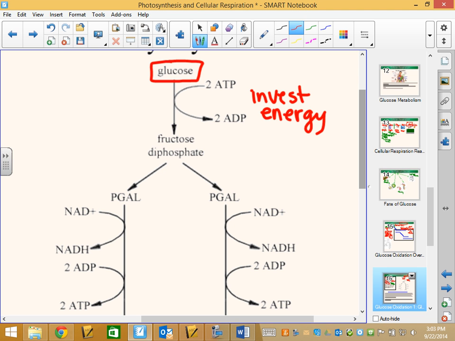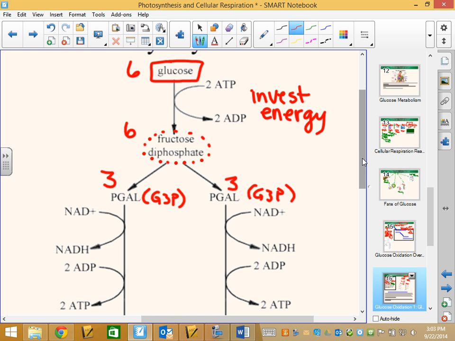Now the next molecule that I get is called fructose diphosphate. I'm not concerned that you know that name. I'm concerned that you recognize how many carbons there are. Glucose has 6, fructose has 6, and then that molecule is going to split into 2. And I'm going to get 2 copies of pGal, which is the same as G3P. That's the thing that is produced by the Calvin-Benson cycle.